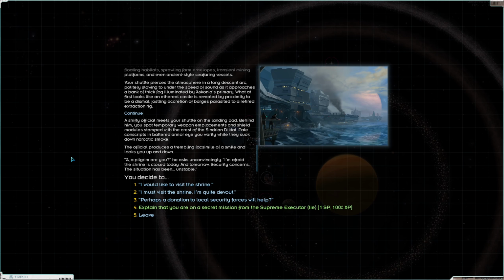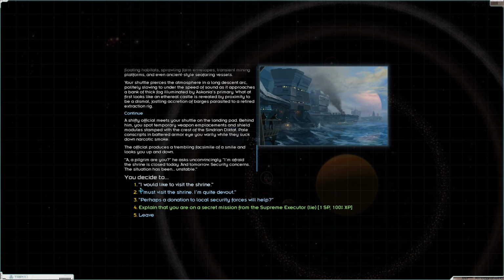A shifty official meets your shuttle on the landing pad. Behind him, you spot temporary weapon emplacements and shield modules stamped with the crest of the Cinderin Diktat. Pale conscripts in battered armor eye you warily while they suck down narcotic smoke. The official produces a trembling facsimile of a smile and looks you up and down. "A pilgrim, are you?" he asks unconvincingly. "I'm afraid the shrine is closed today and tomorrow. Security concerns. The situation has been unstable."